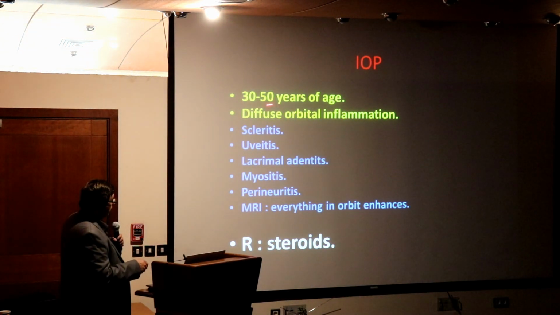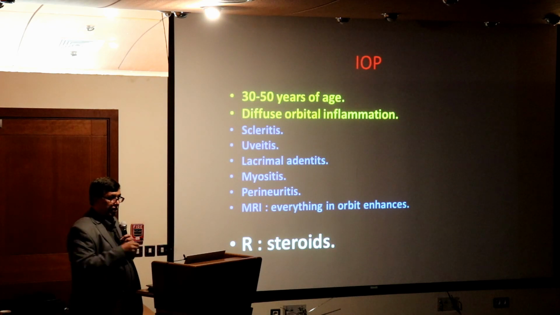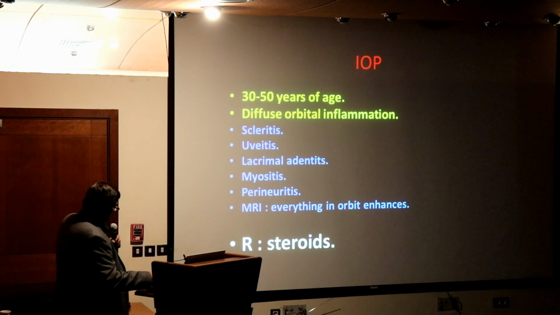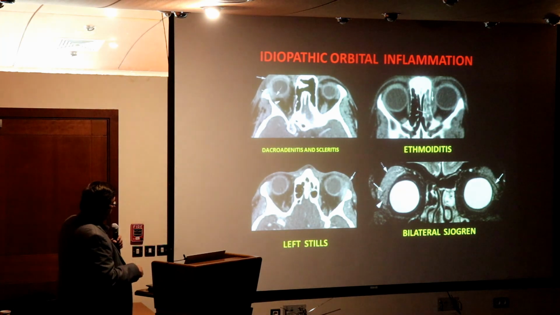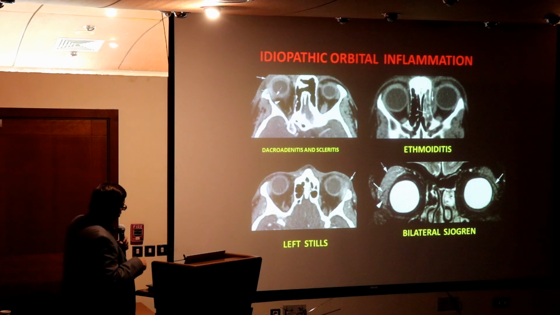But look at the age, 30 or 50, and there is inflammation of everything. Scleritis, uveitis, lacrimal adenitis, myositis, perineuritis, everything in the orbit enhances. That's the clue. If everything in the orbit enhances, this is a pseudotumor lesion. And the treatment is just steroids. Idiopathic, affecting muscles, a gland, the sclera, the nerve, perineuritis, affecting the lacrimal gland. So much so that if you see lacrimal gland affection, then think of pseudotumor.